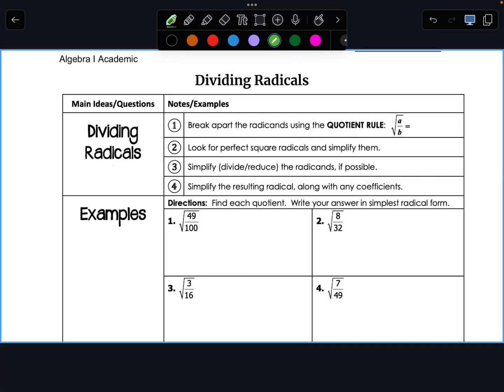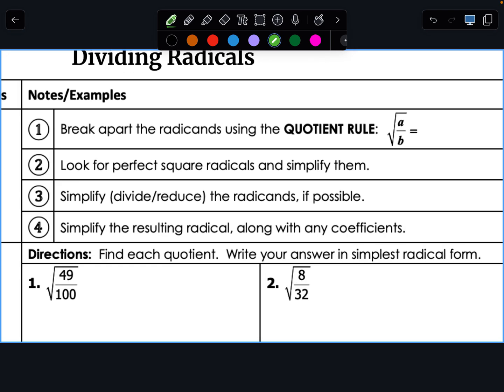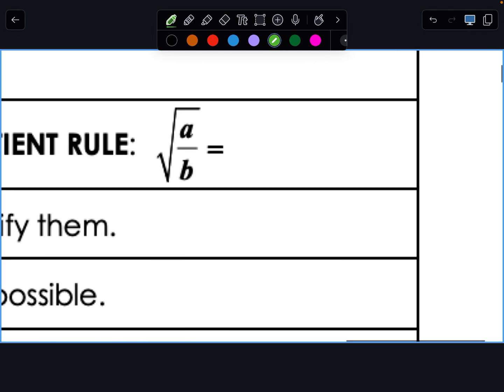All right. How does dividing radicals work? Almost exactly the same way as multiplying radicals. Instead of the product rule, we're going to use the quotient rule, okay? The quotient rule says that if I have a fraction under a radical sign, then that's the same thing as dividing two radicals. So this thing, square root of a over b, is the same thing as the square root of a over the square root of b.